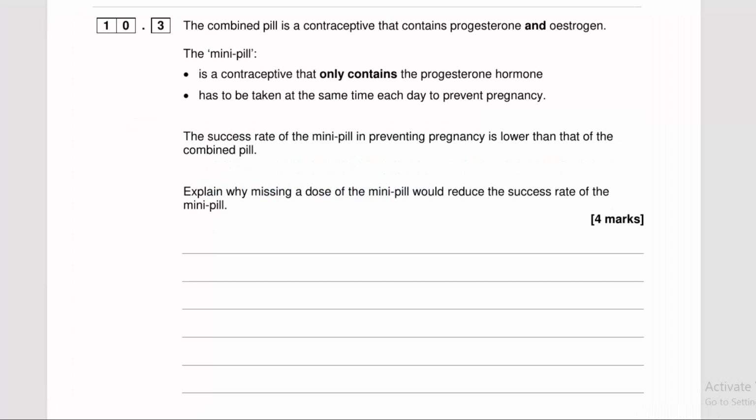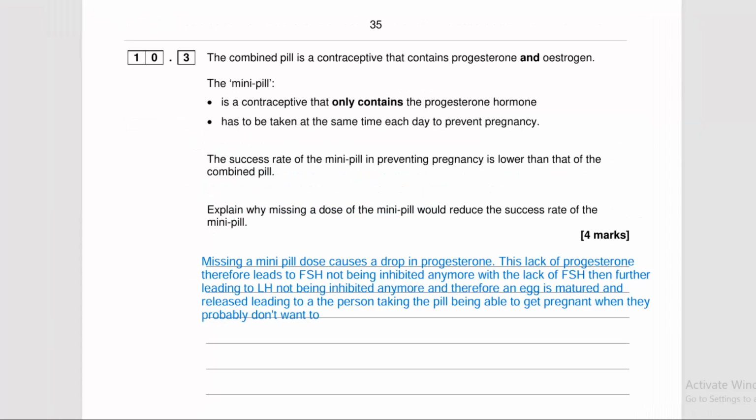Don't get bogged down in the wordiness of this question. First, break it down like we did just now, and then you're ready to answer the question. An ideal answer would go like this. Missing a mini pill dose causes a drop in progesterone. This lack of progesterone therefore leads to FSH not being inhibited anymore, with the lack of inhibition of FSH then further leading to LH not being inhibited also. Therefore, an egg is matured and released, leading to an unwanted pregnancy.